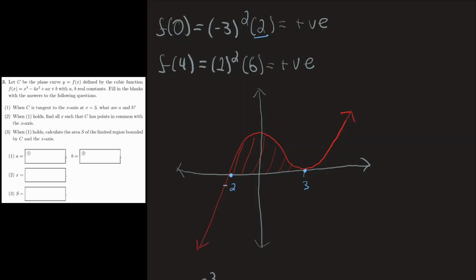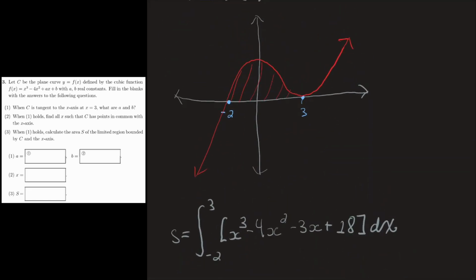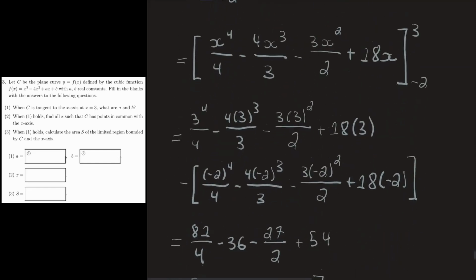It's something like this. When x is less than -2, it's negative. And then when x is between -2 and 3, it's positive. It touches the x-axis at -2 and at 3. So our limited region is this shaded part right here, which is the area under the function between -2 and 3. So that means we need to take an integral of our function from -2 to 3. Now this is just a simple power rule, so I won't be going over all of the steps.